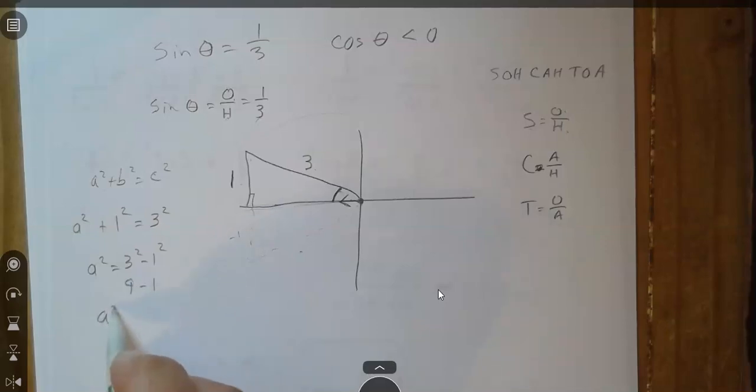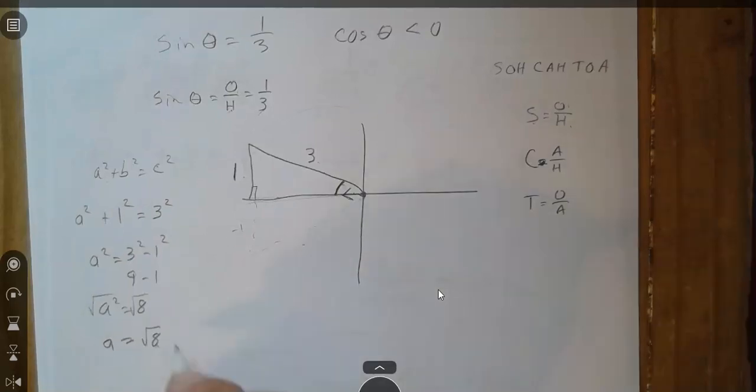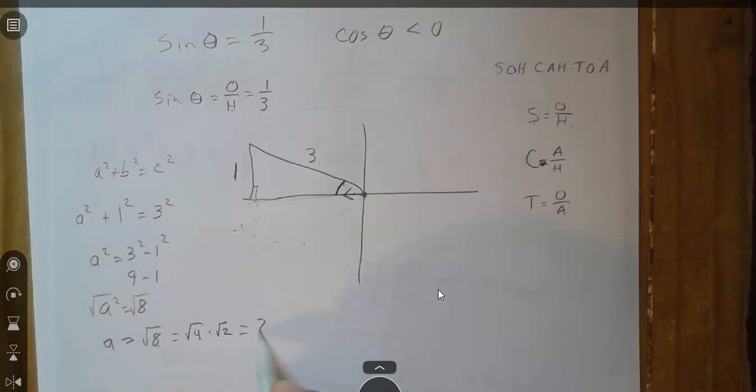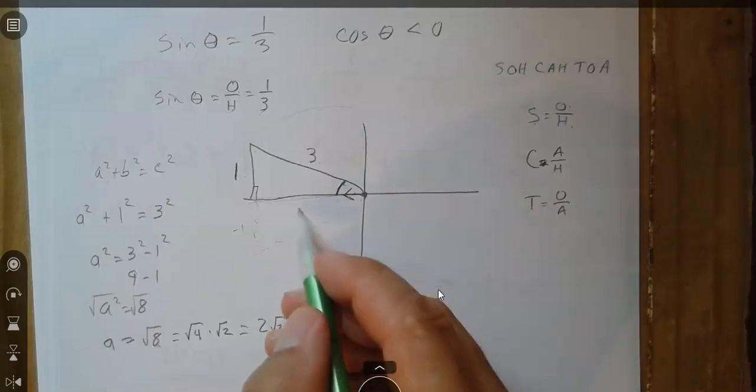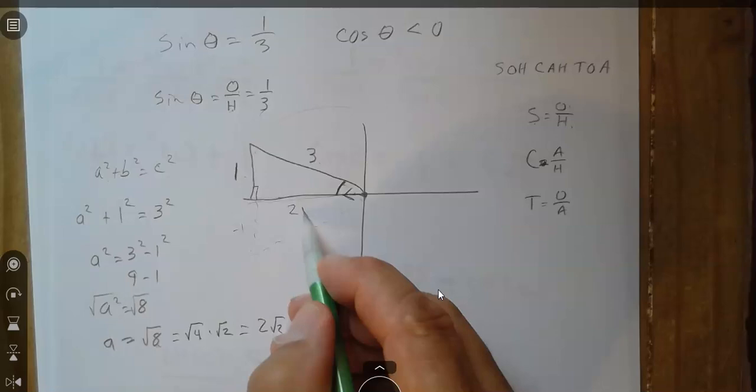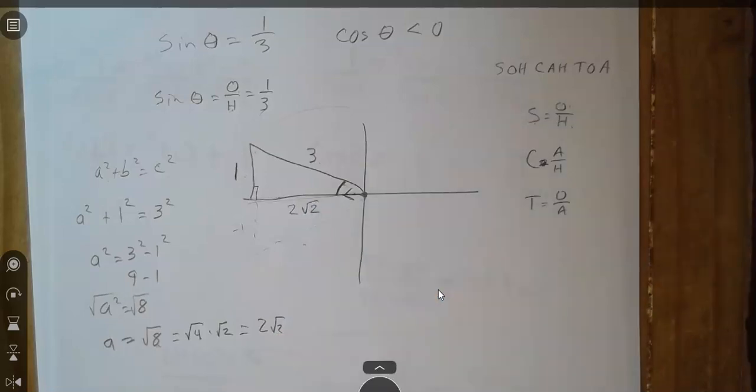And so a squared equals 8. And then I'm going to square root both sides to get a. So then a is the square root of 8. Well, I can simplify that. I know a perfect square I can divide that by. I can divide that by 4. So that's the square root of 4 times the square root of 2. And the square root of 4 becomes 2. So that's going to be 2 root 2. So my cosine value, or my x value, is going to be 2 root 2.